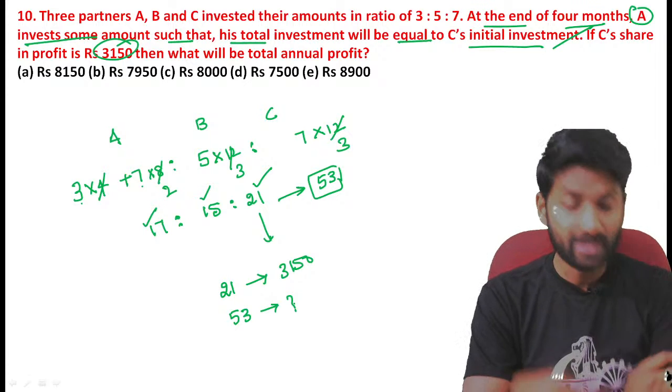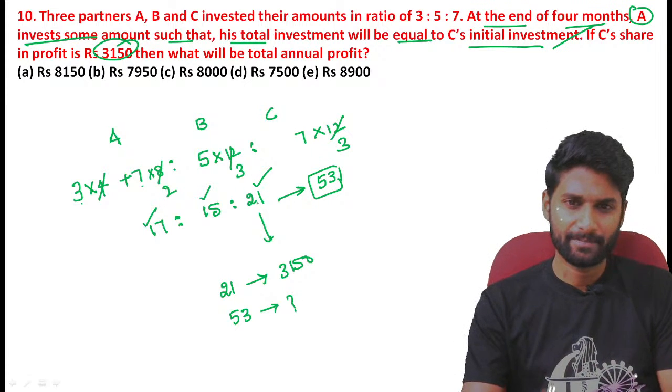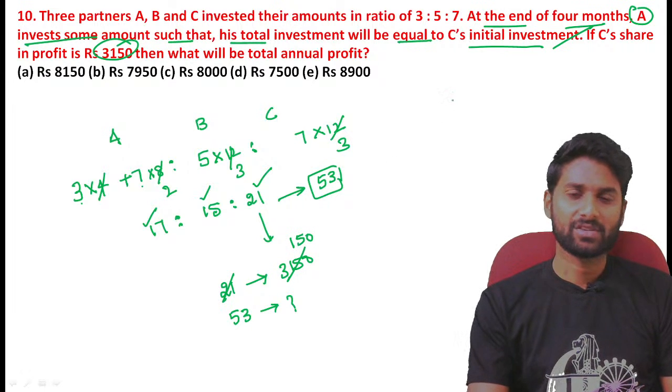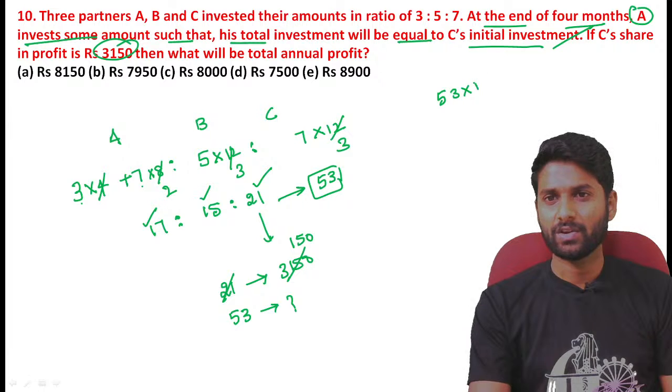Now, 53 units become how much? That is a simple comparison. Now, see, 21 ones are 21, 150 times. Now, see, the value becomes 53 into 150. So, you just multiply, see, 53 times 10 is 530.